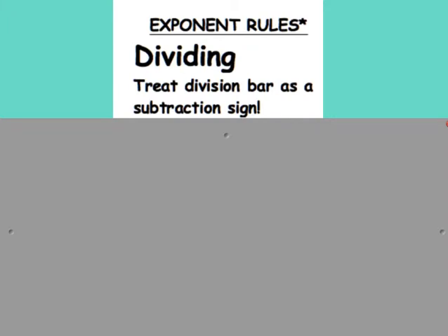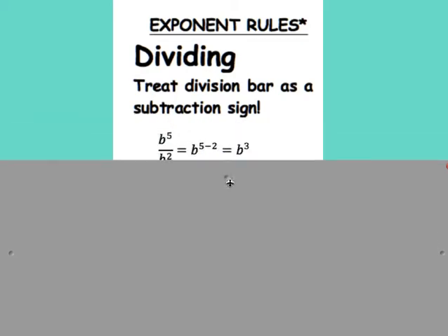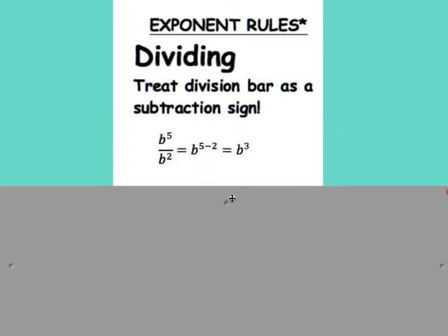Let's move on a little bit. We're going to briefly talk about dividing. So for dividing, you're going to treat the bar as a division sign, as a subtraction sign. So for example, b to the fifth divided by b to the second. What you do is, since they're the same base, you subtract your exponents, which is b to the third.